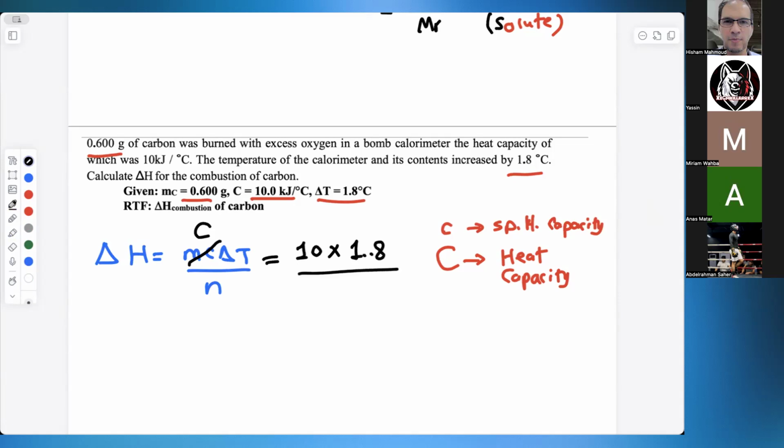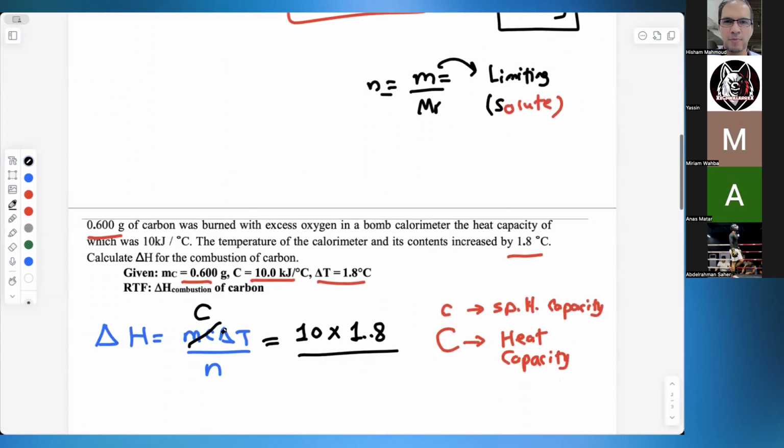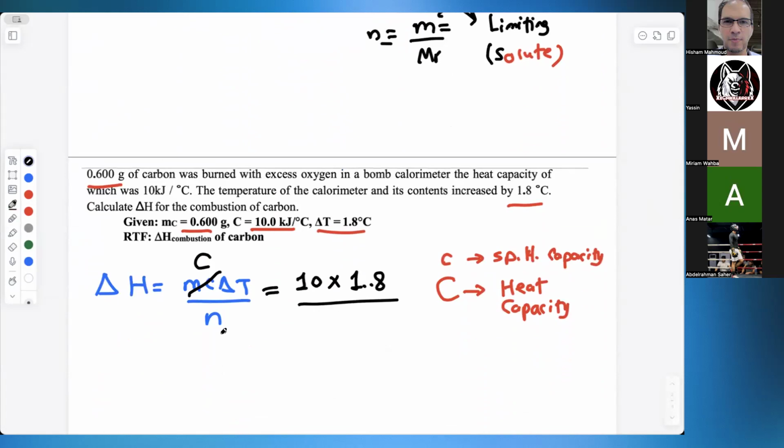Okay, now I need n. The n is the moles of the substance being burned, the same as last time in the combustion. The mass for finding n is the mass of the fuel itself. So that's carbon. So that's 0.6 divided by the molar mass of the carbon, which is 12. So I will say 10 multiplied by 1.8.